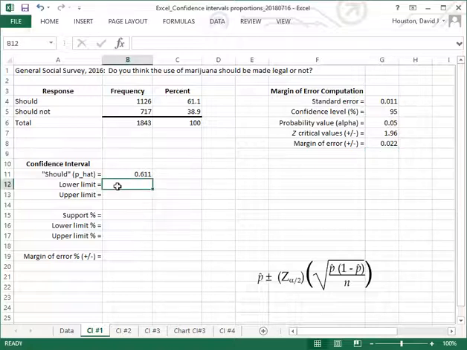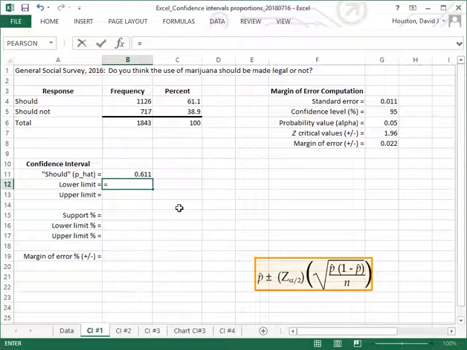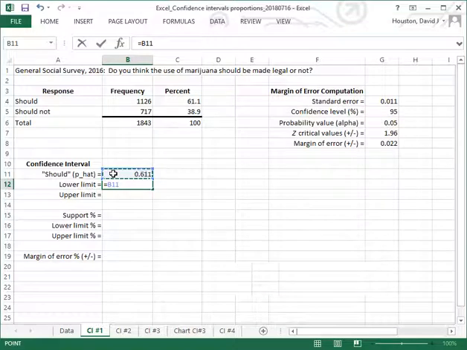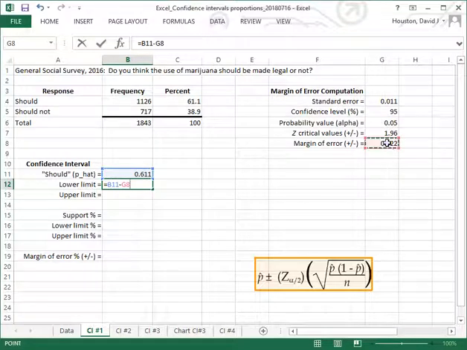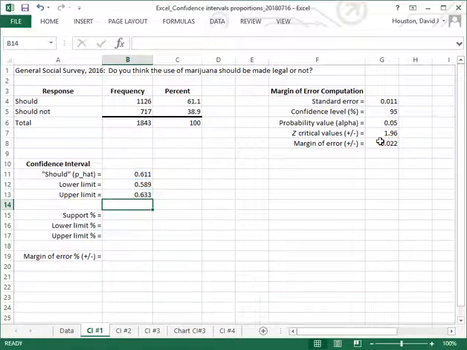So what I'm going to do is take the actual p-hat value, 0.611, the proportion in the sample that responded should, and to find the lower limit, I'll subtract from that the margin of error of 0.022. To find the upper limit of this confidence interval, I'm going to take p-hat again, and this time add the margin of error to it. And that's what we have now, our confidence interval.